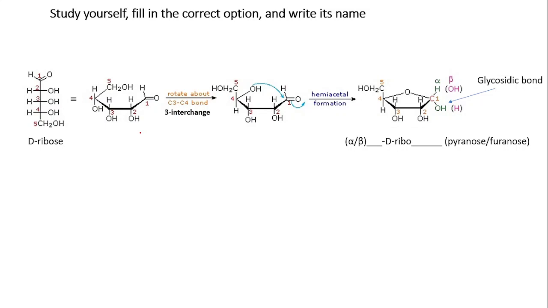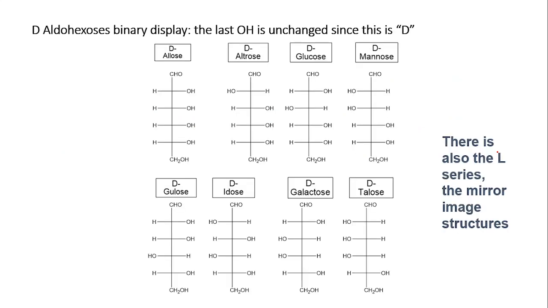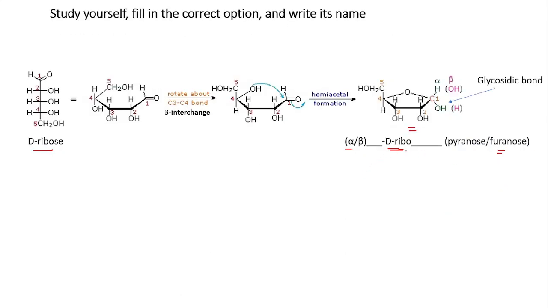So let's try something ourselves to understand what we just did. This particular one, D-ribose, forming this particular structure, what do we want to call it? Okay, if we see the OH pointing down, this would be alpha. Then it starts with D-ribose, so it should be D-ribo. It's a 5-membered ring, so it should be a furanose. Okay, so that is that. So it's alpha D-ribofuranose.